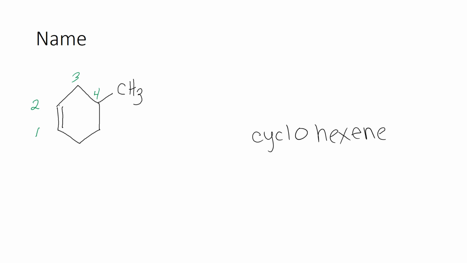Okay, so that means that my methyl group is now in the 4 position. So this is 4-methylcyclohexene. I don't have to put on there where the double bond is because the rule is assumed that your double bond starts at carbons 1 and 2, so it's just 4-methylcyclohexene.